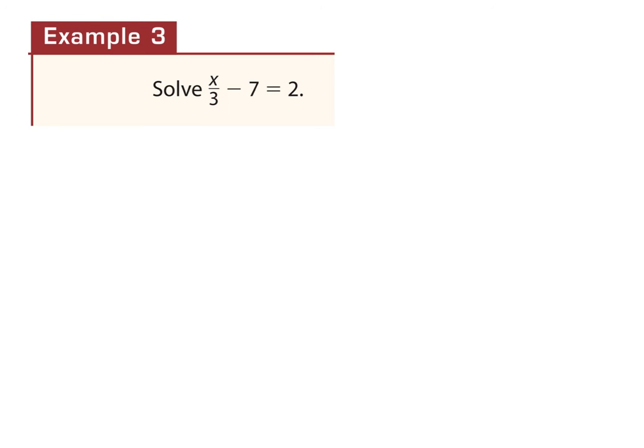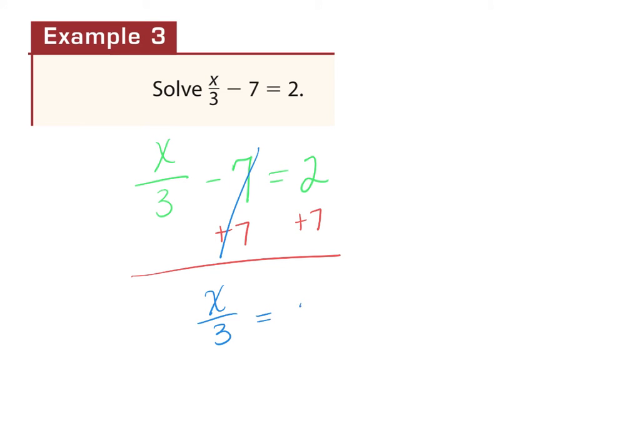X over 3 minus 7. What's my first step here? My first step here is to add 7. X over 3 equals 9. Jaden, what am I going to do next? What's happening between the X and the 3? So I'm going to have to multiply both sides by 3. Yeah, so my answer here is 27.